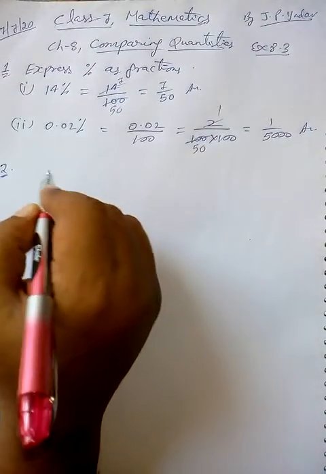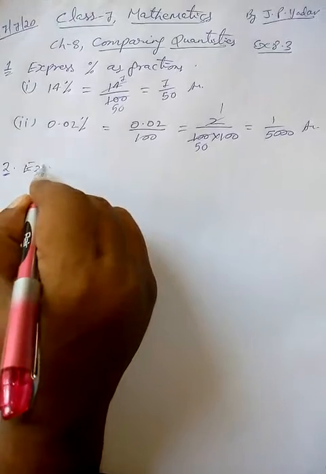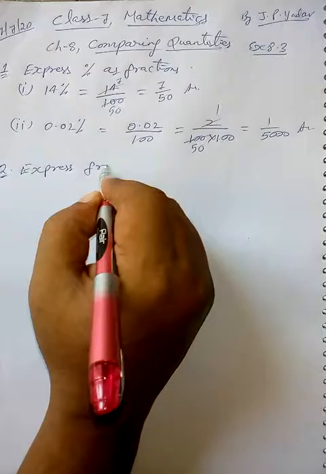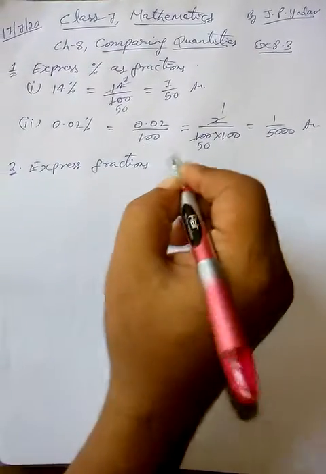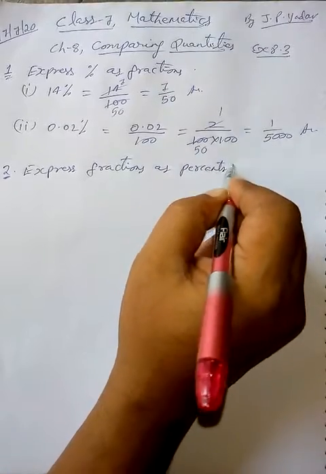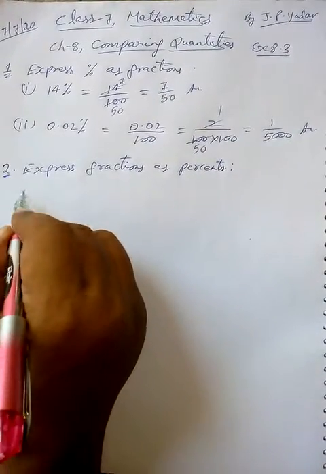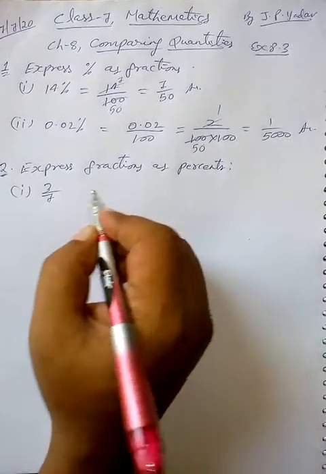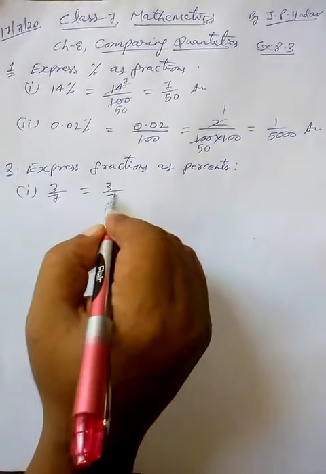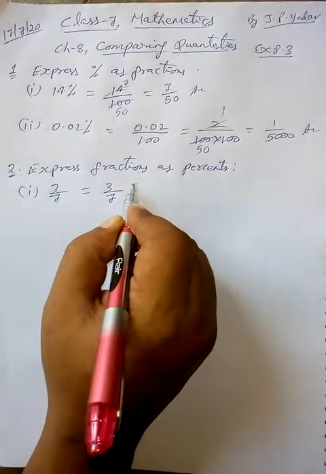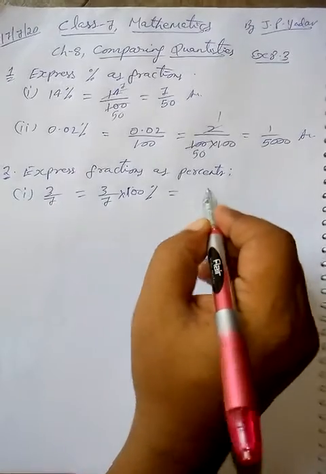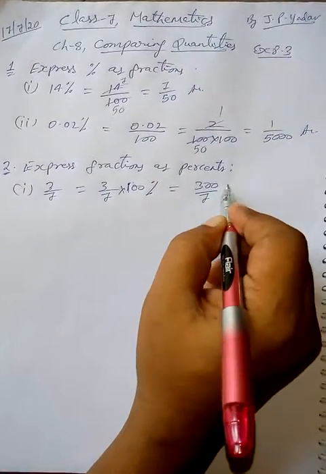Next, question number 2. Express fractions as percents. First, 3 by 7 is a fraction. We have to convert it into percent. For that, we will have to multiply with 100. So that is 300 by 7%.